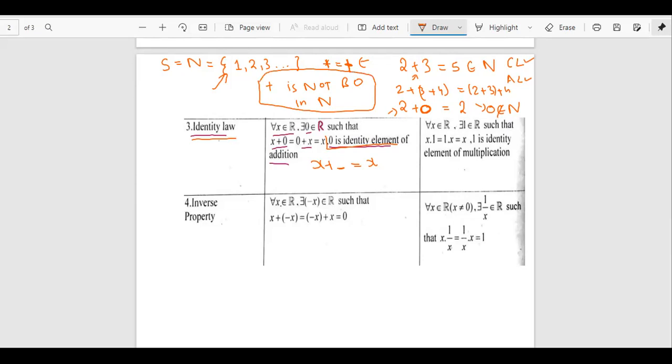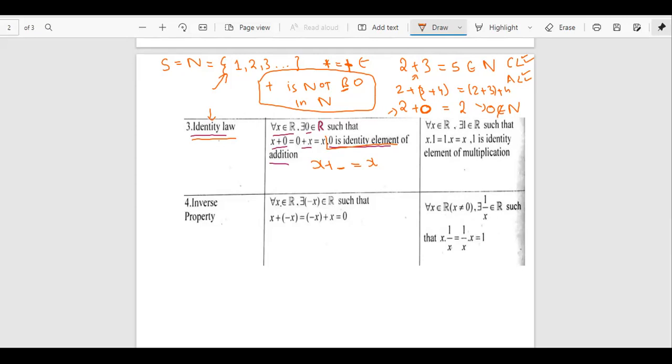Plus, minus, multiplication, division, all these are operations. We know that. Here the discussion is going on binary operation. For an operation to be binary operation, we want it to satisfy these 6 properties. So far, we have discussed closure law, associative law, and the fact that it should have identity as well.